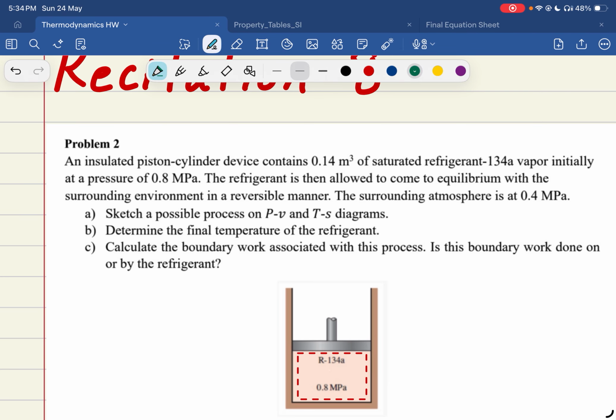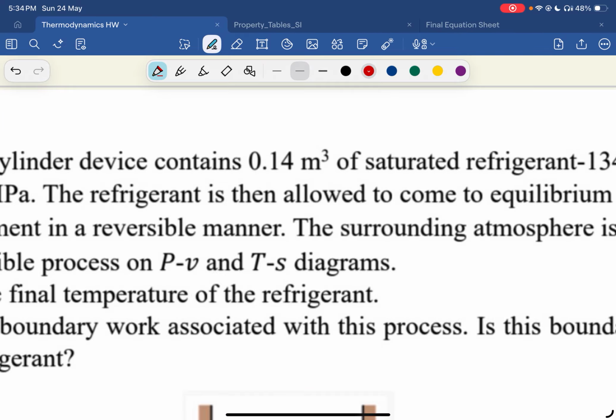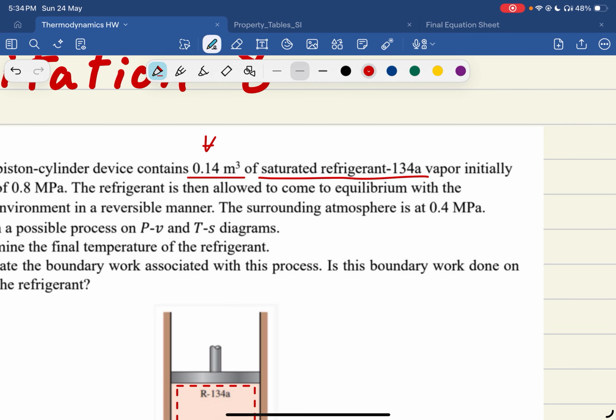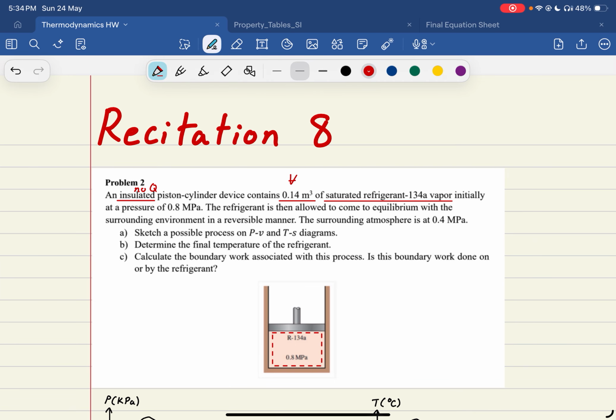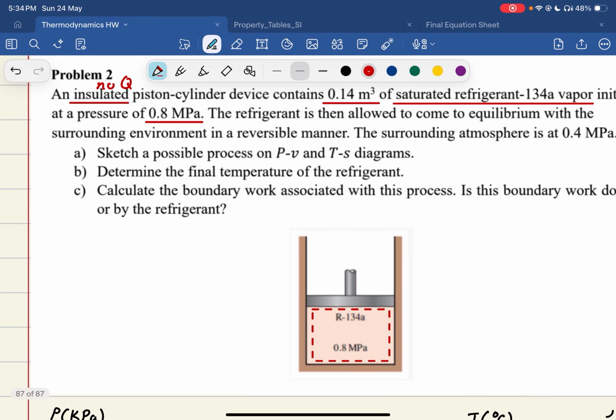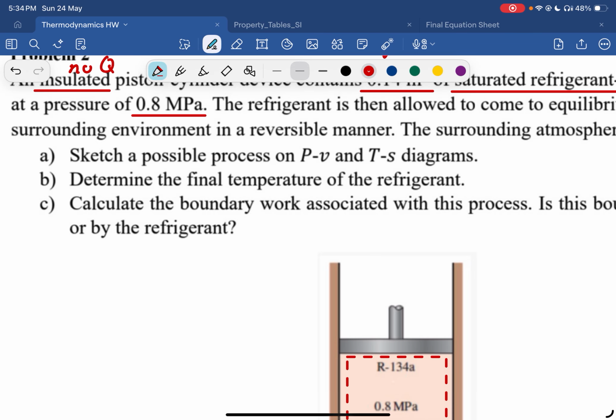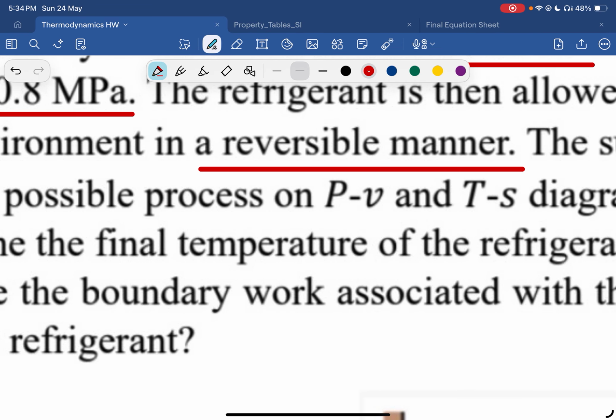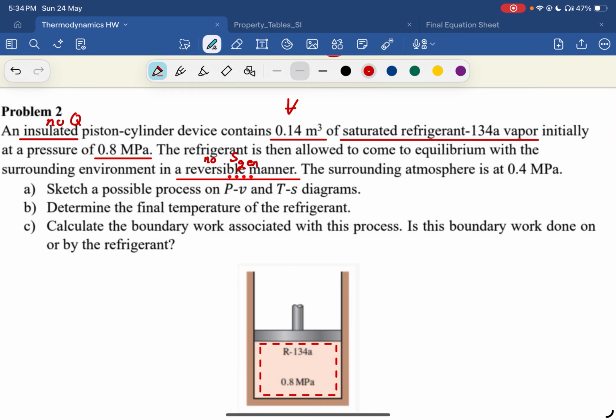And question two, we have an insulated, so there's no Q, and this is our volume, and saturated refrigerant vapor of R134a, initially measured at 0.8 megapascals, and is allowed to equilibrate with the surroundings in a reversible manner. So this is reversible. There is no S gen. And the surrounding atmosphere is at. So this is P2. This is P1.